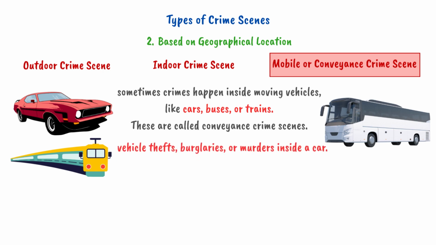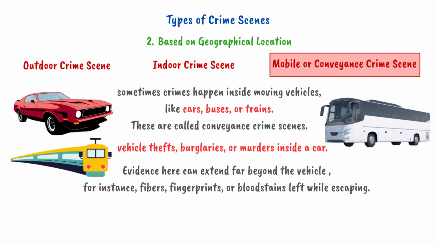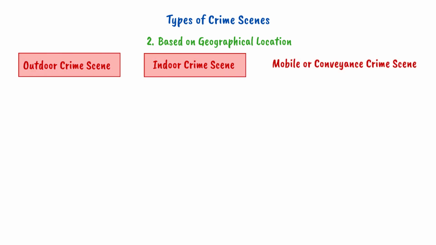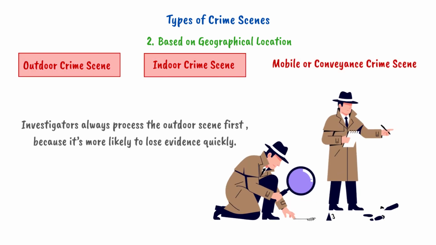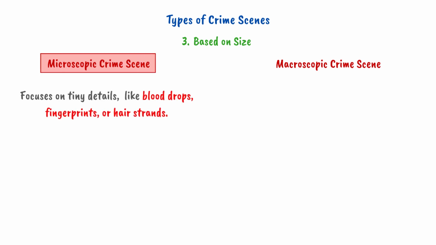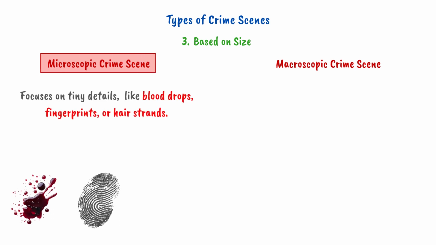Examples include vehicle theft, burglaries, or murders inside a car. Evidence here can extend far beyond the vehicle. For instance, fibers, fingerprints, or blood stains left while escaping. Such vehicles are often transported to the forensic lab after proper on-site documentation for detailed analysis. And if both indoor and outdoor components are involved, investigators always process the outdoor scene first because it's more likely to lose evidence quickly.